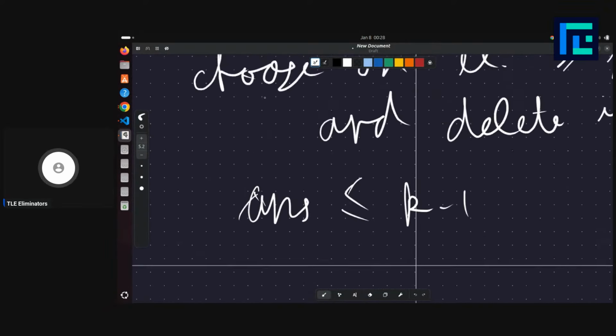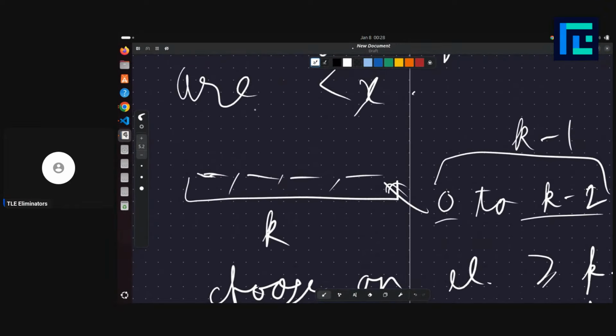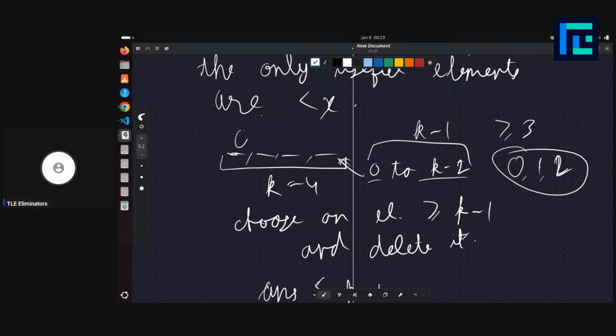For example, if this k is equal to 4, right, and you are saying that there is no element which is greater than equal to 3, if there's some element greater than equal to 3, then you can simply delete that. And if there's no element which is greater than equal to 3, then there are only elements 0, 1 and 2. So if there are only 0, 1 and 2, then of course at least one of them is duplicate. So you can simply delete that.